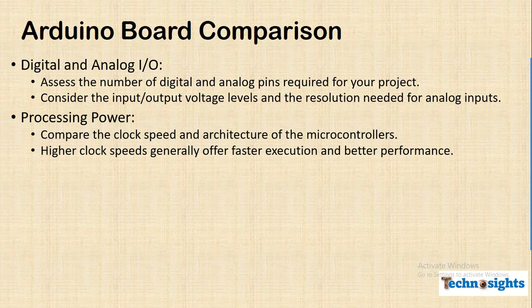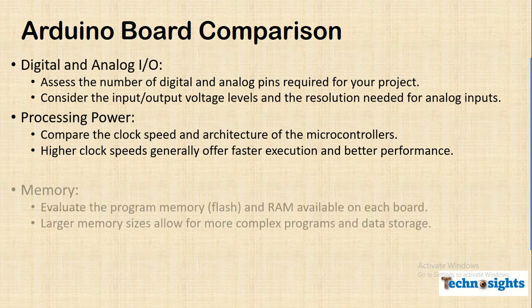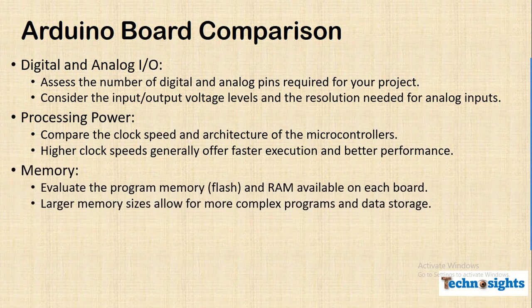The next aspect is processing power. Compare the clock speed and architecture of the microcontrollers. On our Arduino board we have microcontrollers, so we need to check what kind of clock speed and architecture is required. Higher clock speeds generally offer faster execution and better performance. Then the next aspect is memory. Evaluate the program memory, that is flash memory, and random access memory, that is RAM, available on each board, and we can choose the board according to the memory requirement of our project. Larger memory sizes allow for more complex programs and data storage.